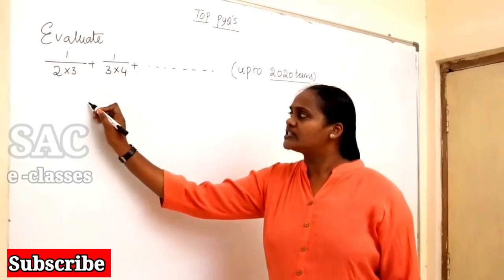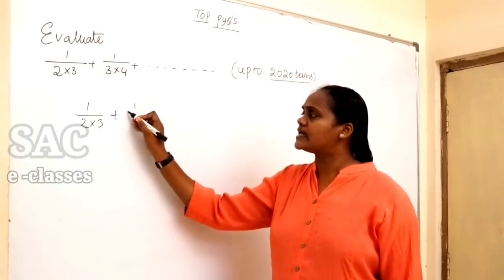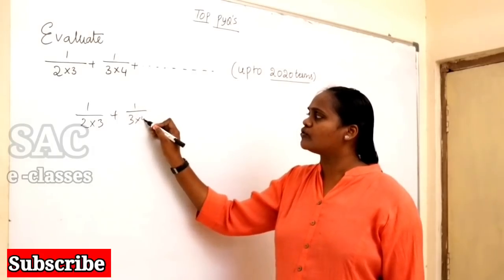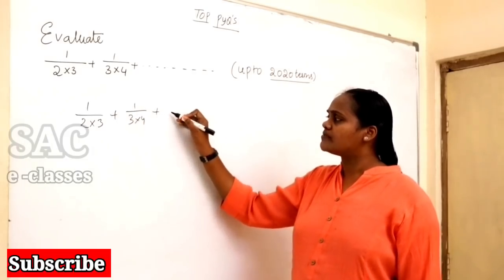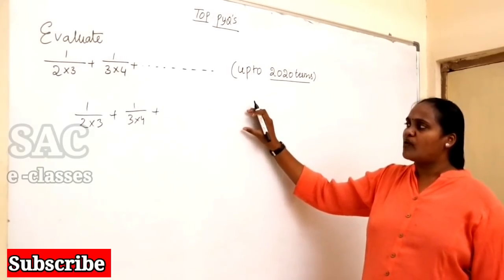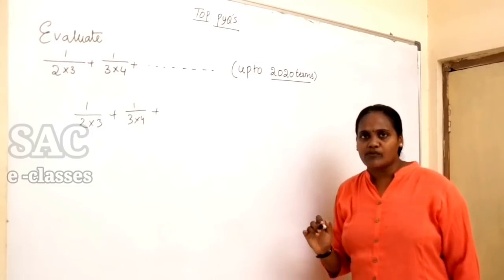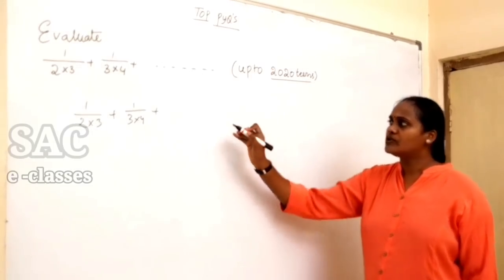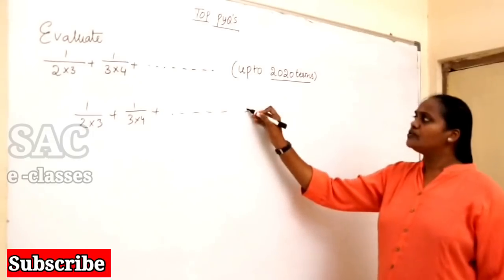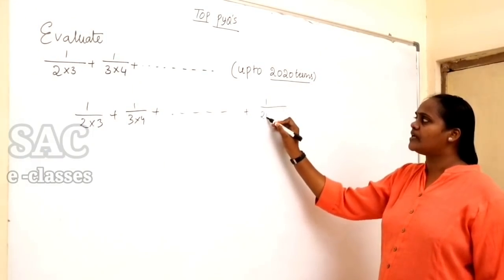First of all, first term is 1 by 2 into 3. Second term is 1 by 3 into 4. Fourth term is maybe 1 by 5 into 6. Tenth term maybe 1 by 11 into 12. Hundredth term maybe 1 by 101 into 102. So yours is, you need 2020. So can you guess what the last term will be?